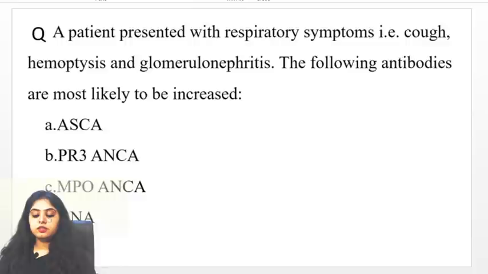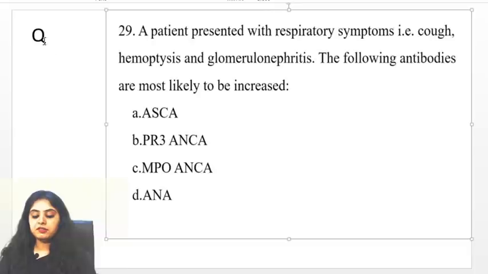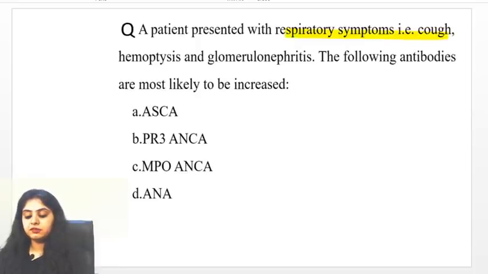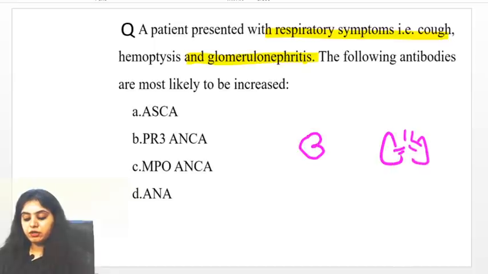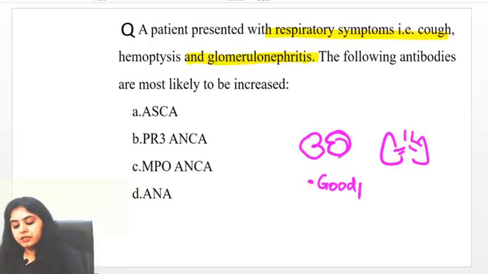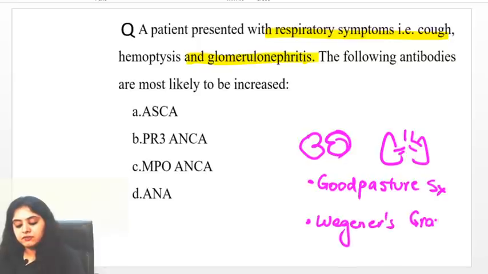Talking about another vasculitis. A patient presents with respiratory symptoms, and that is cough, hemoptysis, and glomerulonephritis. The following antibodies are most likely to be increased. So respiratory symptoms, lung is involved with hemoptysis, and the kidney is also involved. So which disease have you started thinking of? When you're talking about lung and kidney, there are two diseases that should come to your mind. One is Goodpasture syndrome, and the other is Wegener's granulomatosis.